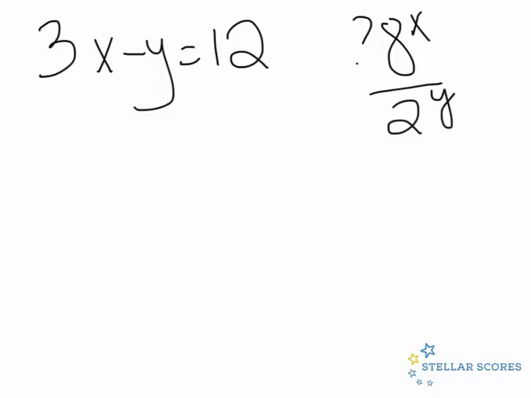Here's an exponent question. It says if 3x minus y is equal to 12, what is 8 to the x divided by 2 to the y? Now, if you're like most of my students, they take a look at this and think, how in the heck can you solve this? We don't know what x and y is.